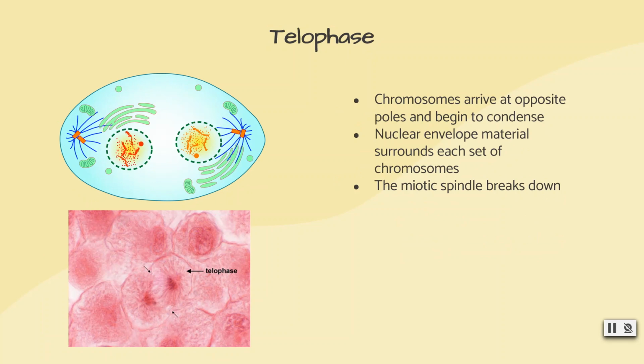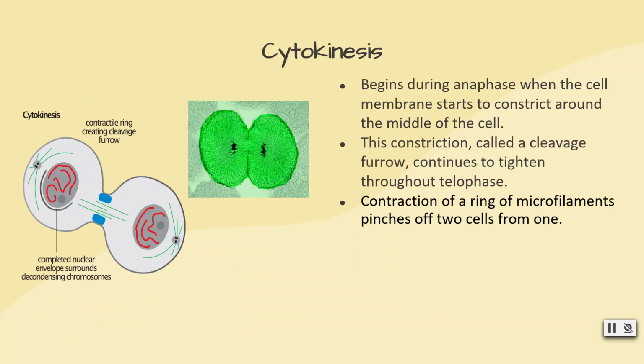Telophase: chromosomes arrive at opposite poles and begin to decondense. Nuclear envelope material surrounds each set of chromosomes, and the mitotic spindle is breaking down. Finally, cytokinesis, which will lead to these two identical daughter cells. It's actually beginning during anaphase, when the cell membrane starts to constrict around the middle of the cell.